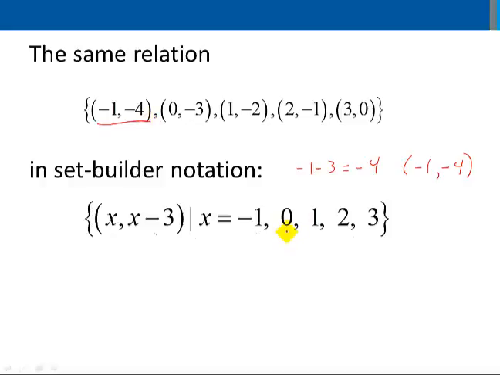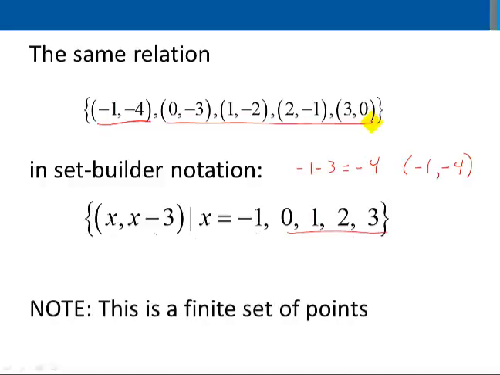The x values of 0, 1, 2, and 3 will produce the remaining 4 ordered pairs in the roster. Roster notation seems simpler here, but in many cases set builder notation is preferable, as you will see in the next few examples. Note that this relation contains a finite number of ordered pairs. The graph contains a finite number of points.